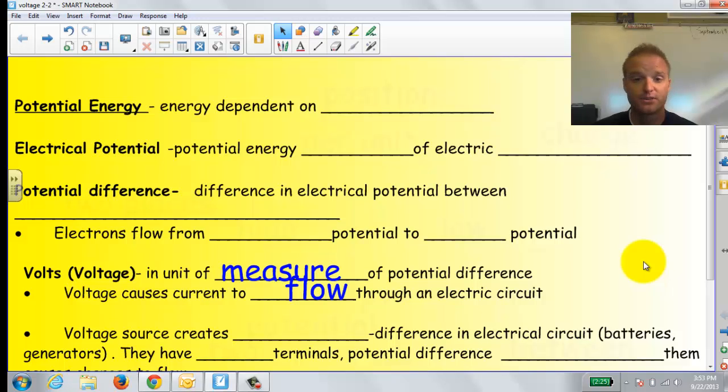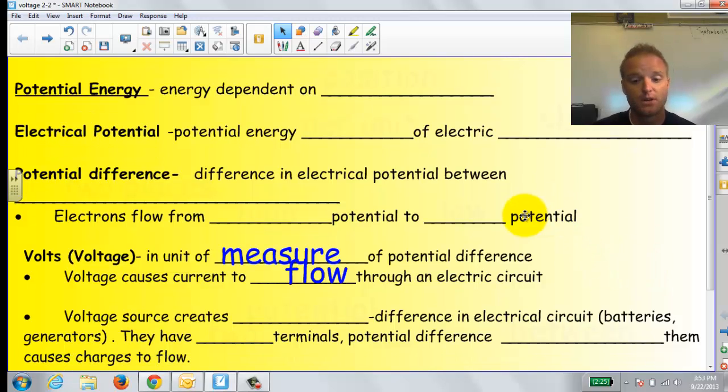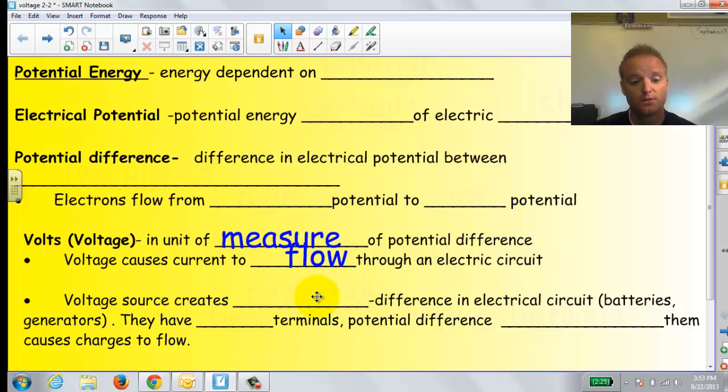All of our batteries have a certain voltage that we use in class. Your home has certain voltages too. That's what causes electricity to flow through a circuit. Now, voltage sources create potential difference in electric circuits. The battery in the circuits we've made creates that potential difference. So batteries, generators, and power plants have two terminals, and the potential difference between them causes the charges to flow.